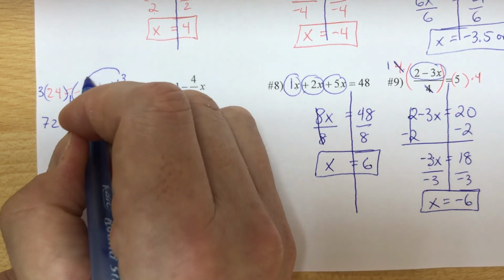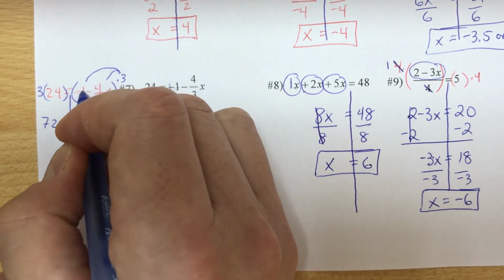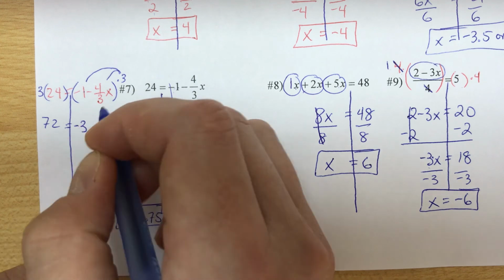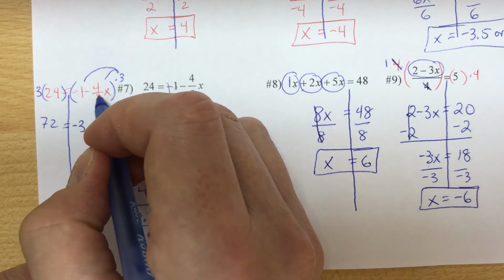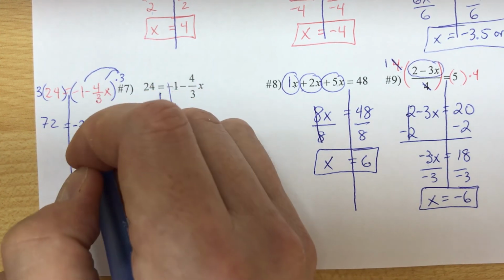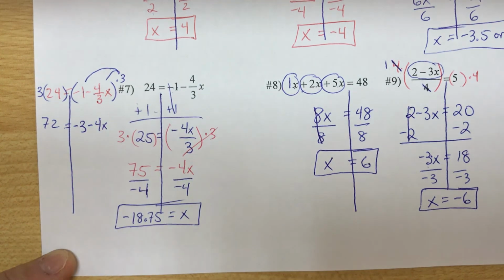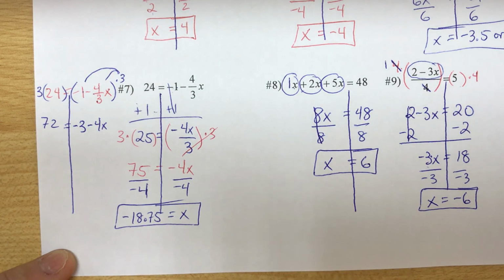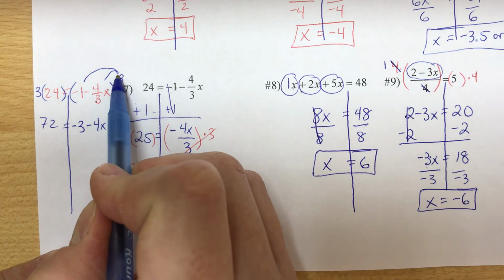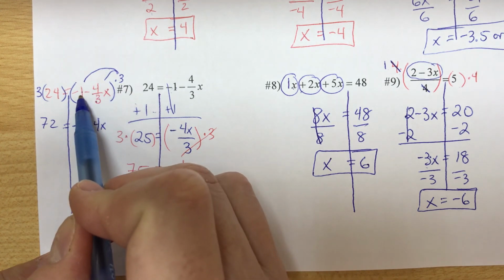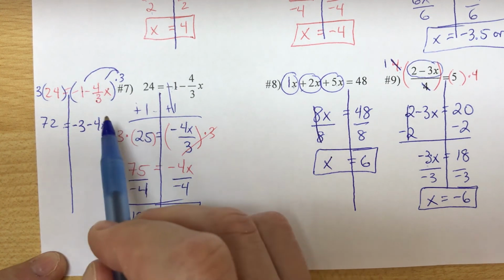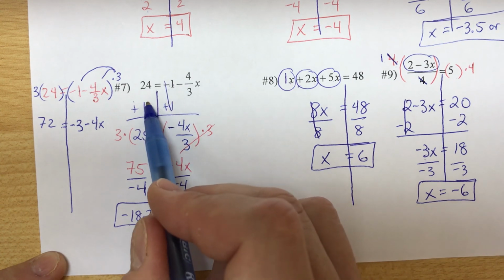I would have to distribute the 3. 3 times negative 1 is negative 3. Negative 4 over 3x times x times 3 would be minus 4x. So I could do that. What people always forget, though, is they have to multiply the 3 by all the terms here. They forget to distribute. So to avoid that, that's why I moved this first.